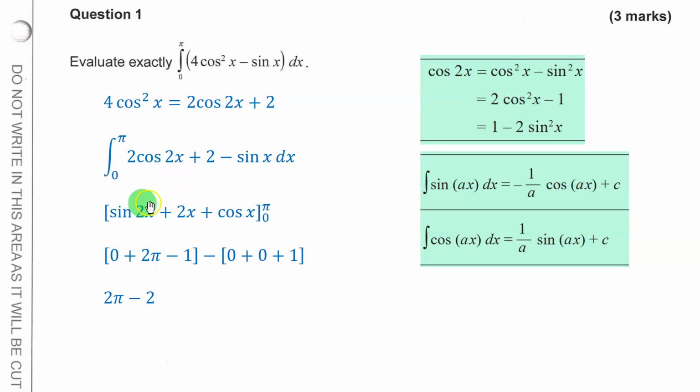Next we do the antiderivative. So 2 cos 2x is sine of 2x. 2 becomes 2x. And the minus sine x becomes positive cos x from 0 to pi.